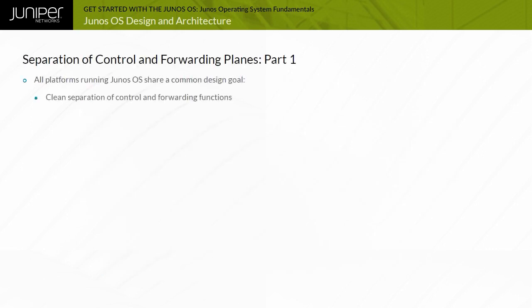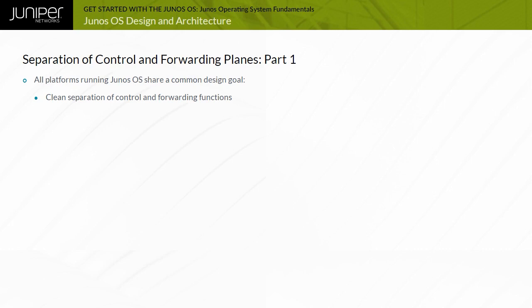Another aspect of Junos modularity is the separation of the control plane and the forwarding or data plane. The processes that control the routing and switching protocols are cleanly separated from the processes that forward the frames, packets, or both through a device running Junos OS.